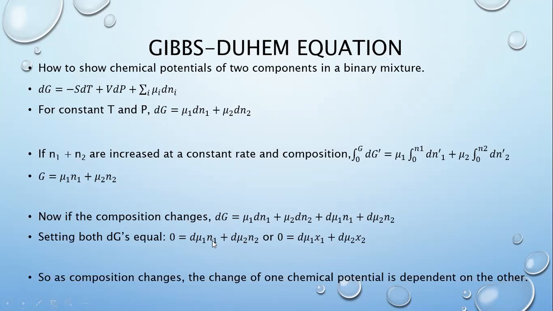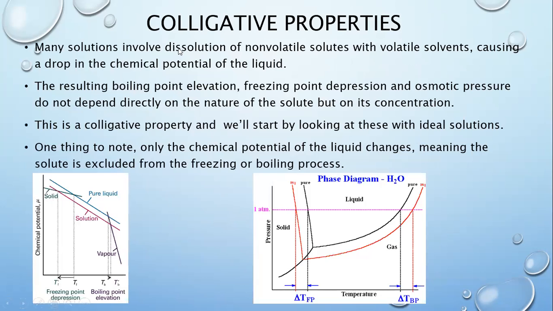Conveniently, changing the moles into a mole fraction is going to be an easier way to look at that. With that in mind, the chemical potential of each one will change. As the composition changes throughout the solution, the change in one chemical potential becomes dependent on the change in the other, which is kind of weird. But the reason we're looking at this is the colligative properties. We want to use this to look at the colligative properties.